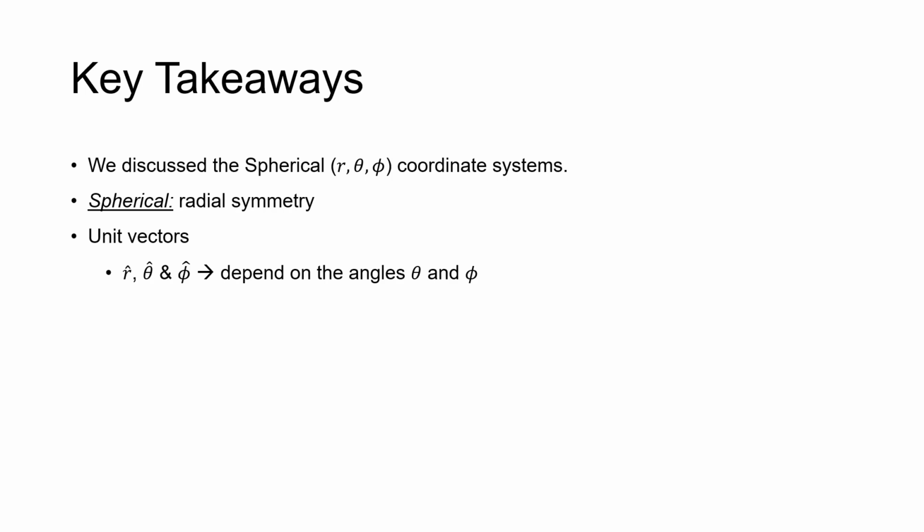Finally, with the takeaways, we have discussed together today the spherical coordinate system r, theta, and phi, and normally this will be used in problems which have radial symmetry, and we have three unit vectors r, theta, and phi, which depend on each of angle theta and angle phi.